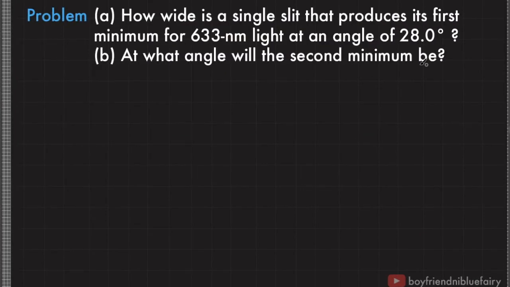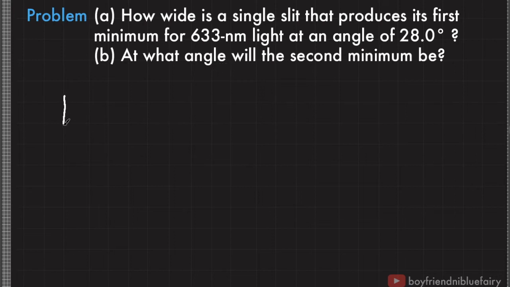This problem is from OpenStax University Physics, Volume 3, Chapter 4, Diffraction, Problem 19. Here we are asked, how wide is a single slit that produces its first minimum for 633 nanometer light at an angle of 28.0 degrees? At what angle will the second minimum be?